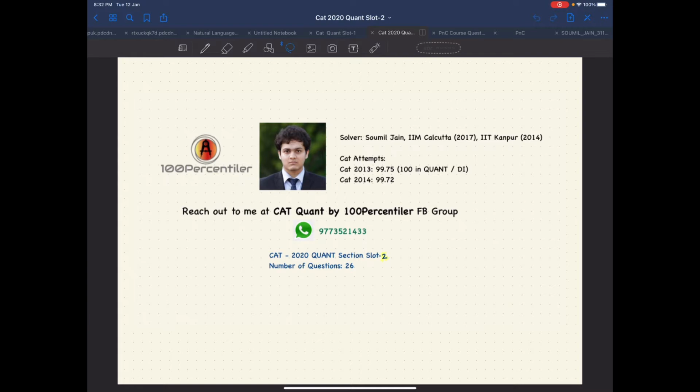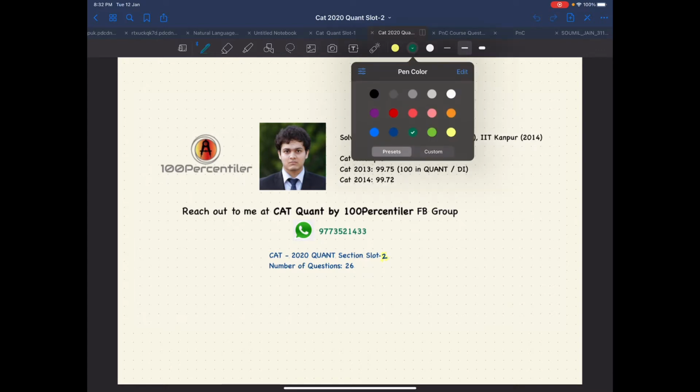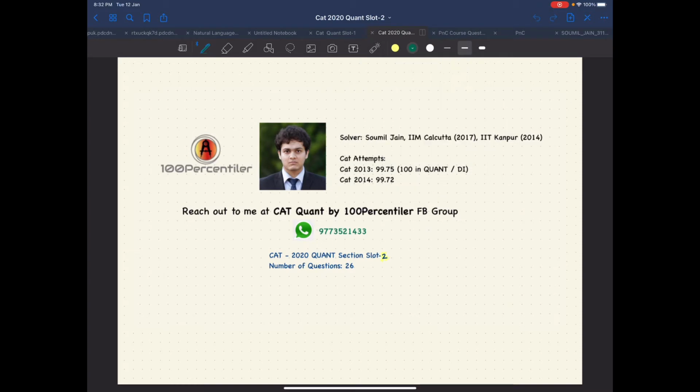So here we'll be looking at all the quant section slot 2 problems, and we'll be looking at all the solutions in detail so that every student is able to get the solutions.